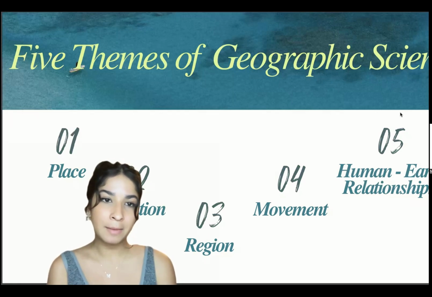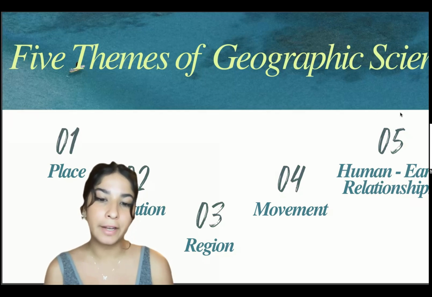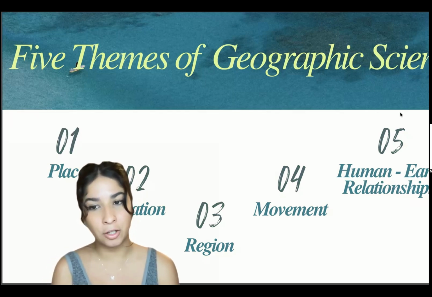I'll start by speaking about the 5 themes of geographic science. Those are going to include place, location, region, movement, and human-Earth relationship.